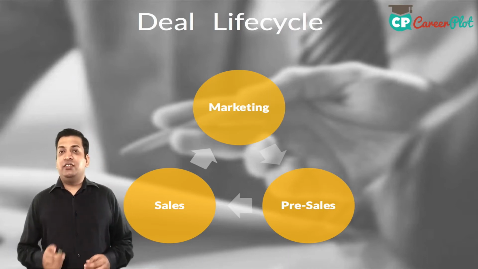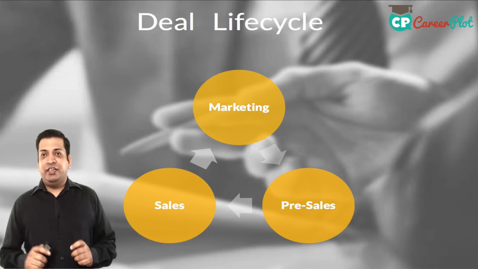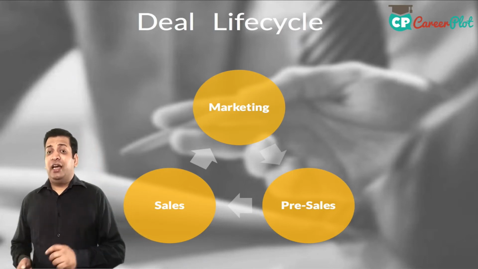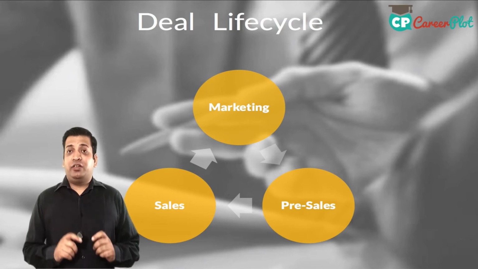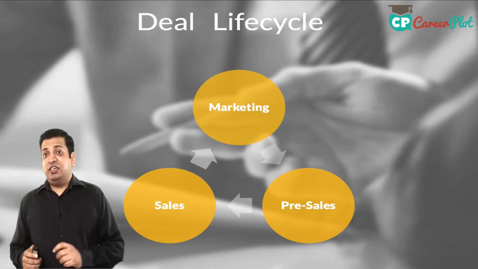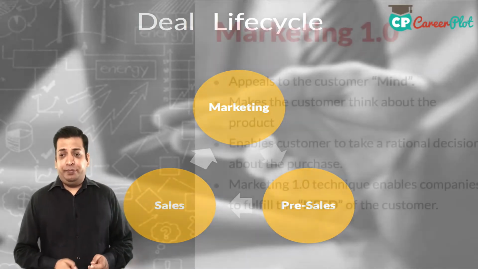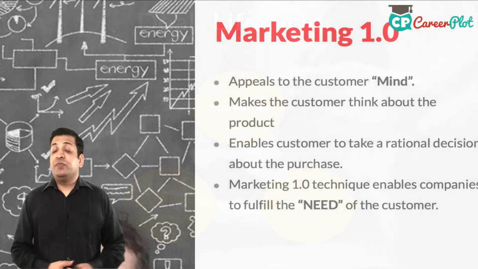So the deal cycle is very simple, three steps: marketing, create awareness; pre-sales, customize the solution according to the needs of the customer; and sales, negotiate the contract, negotiate the price, make sure the customer understands all the terms and conditions of the product, and then make it available to him. Once that is done, the deal cycle is closed.